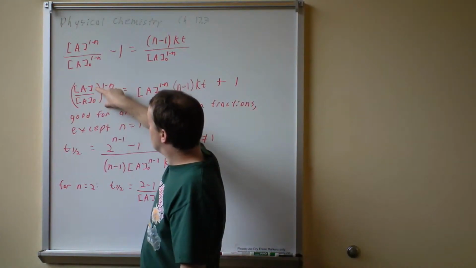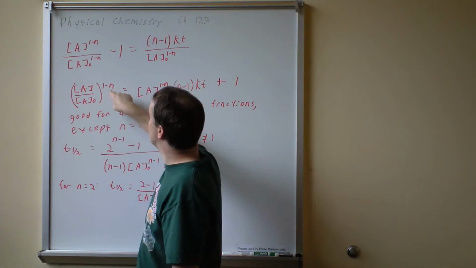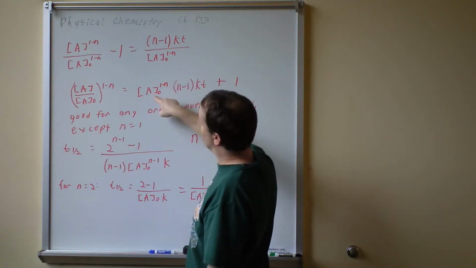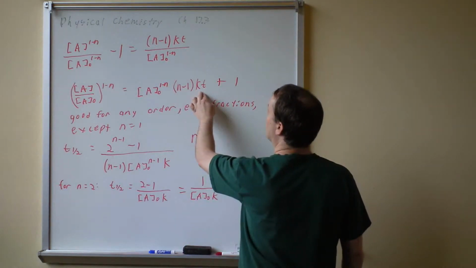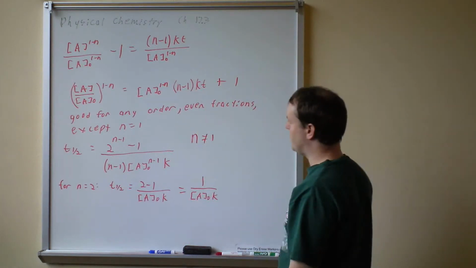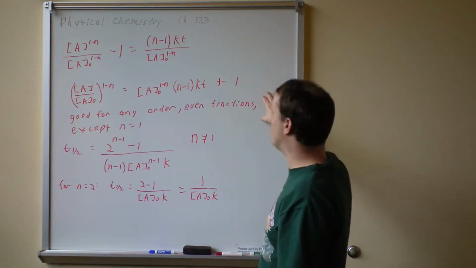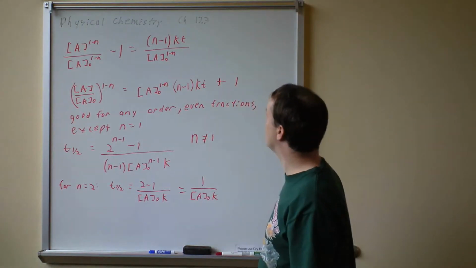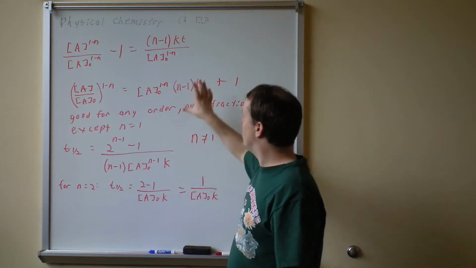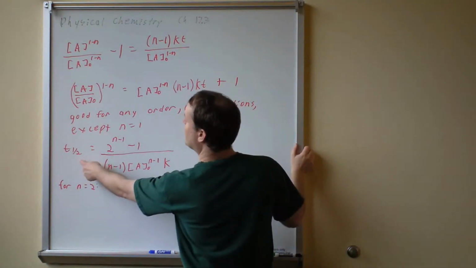Rearranging it a little bit, we get this ratio over here. The concentration of A divided by the initial concentration of A to the 1 minus n power is equal to the initial concentration of A to the 1 minus n power times n minus 1 times kt plus 1. Now this is going to be good for any order, even fractions like 1/2, 3/2, 7/8, whatever, except for n equals 1. So using that formula, solving for the half-life, it's just simple algebra, so I'm not going to show it.